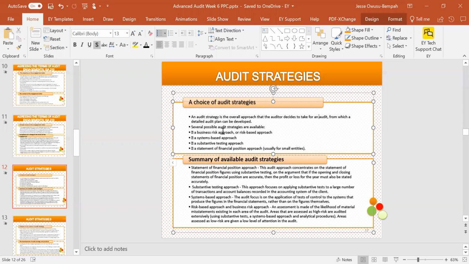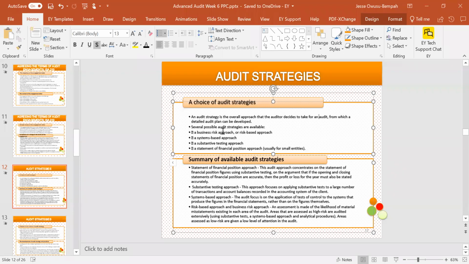Now let's talk about the substantive testing approach. This approach focuses on applying substantive tests to a large number of transactions and account balances. When you say substantive testing, you are testing account balances in the financial statements. So you are testing transactions and account balances recorded in the accounting system of the client. That's substantive testing.